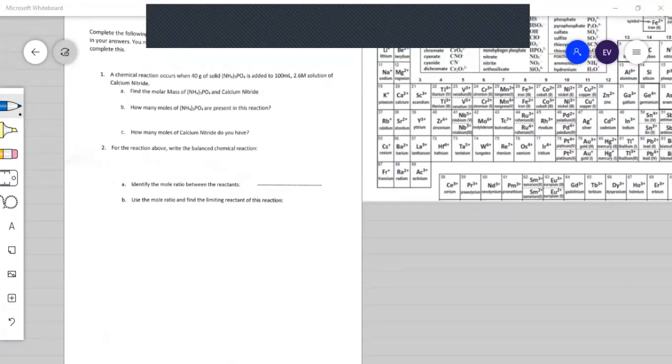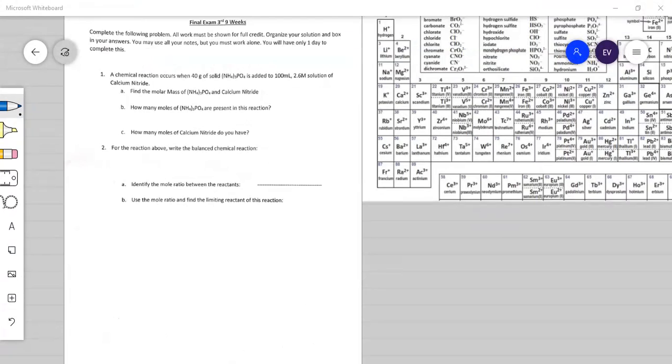Solutions for final exam, third 9 weeks. A chemical reaction occurs when 40 grams of solid ammonium phosphate, (NH4)3PO4, is added to 100 milliliters of 2.6 molar solution of calcium nitride. The first question is asking you to find the molar mass of ammonium phosphate.